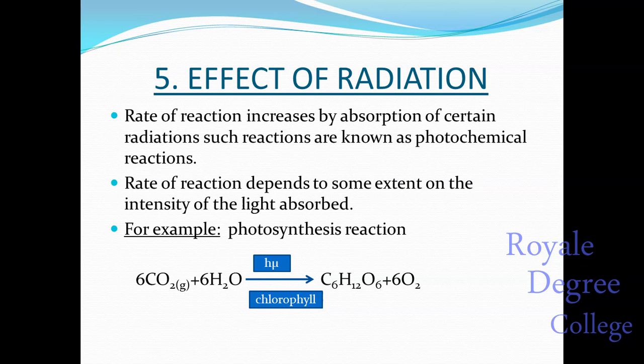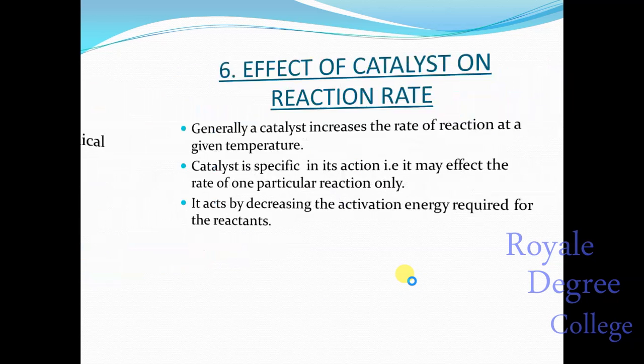For example, photosynthesis reaction. 6 moles of carbon dioxide which is in the form of gas reacts with 6 moles of water, the reaction will take place in the presence of light, that is hν. In the chlorophyll, we are getting the product C6H12O6 glucose plus 6 moles of oxygen.